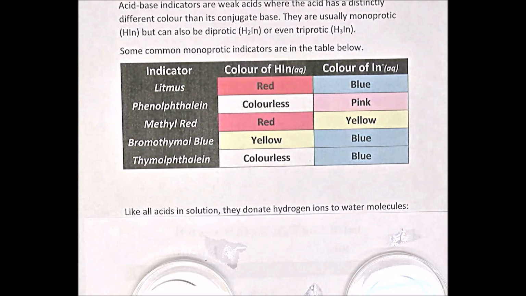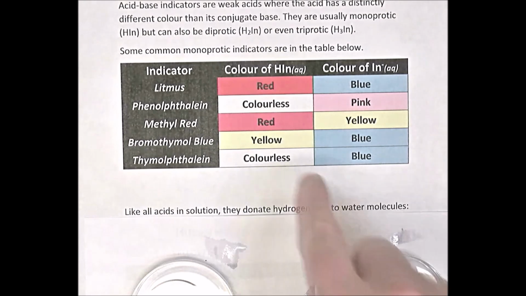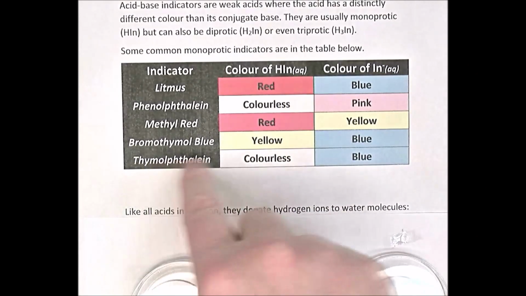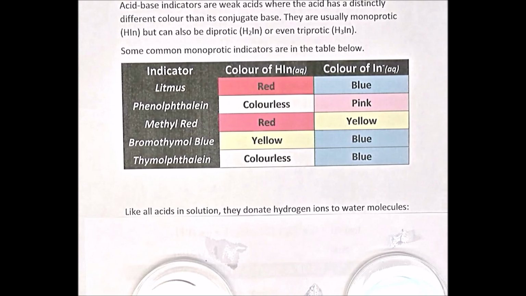Now notice if you had a mixture of those two, if you had a solution with roughly equal amounts of the acid version and the base version of bromothymol blue, it would look green because you'd have a mixture of yellow and blue together.